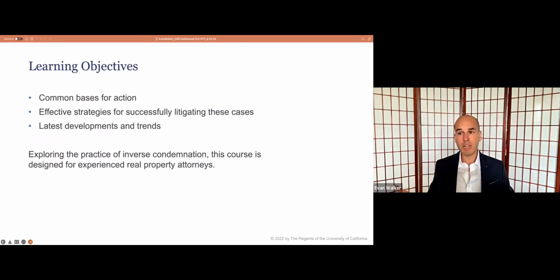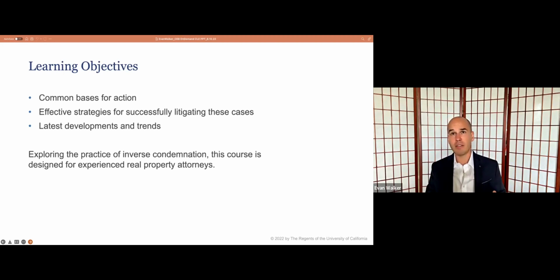So the learning objectives, what we want to achieve today, is talk about the common basis for action if you're faced with some facts that may give rise to inverse condemnation. We'll talk about the effective strategies for successfully litigating these cases. And we'll talk about the latest developments and trends.